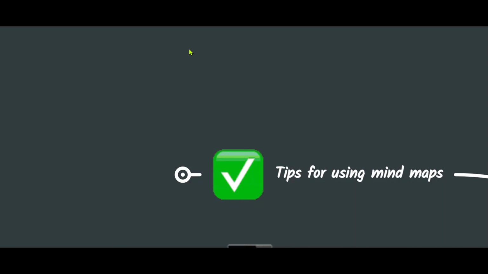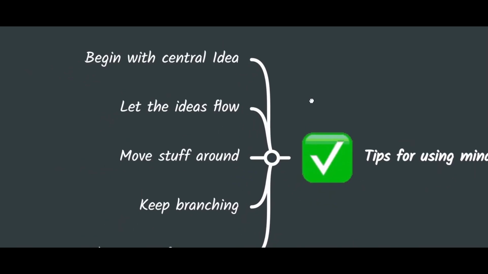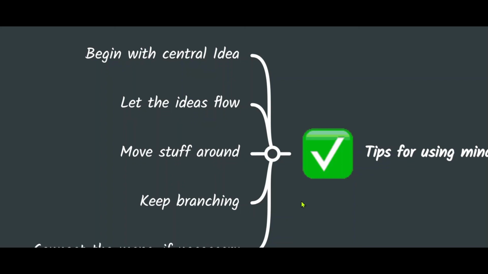Finally, let's go over a few tips for using mind maps for creating them. One, the very first thing you need to know is that you need to zero in on a central idea. Once you have your central idea, as in this case it's mind maps, then you can begin branching. Let the ideas flow. Just brainstorm, green light everything, put it out there. If you don't know where it connects, just leave it hovering out there on the periphery. Then move stuff around. Keep branching until you exhaust your topic, and then edit.